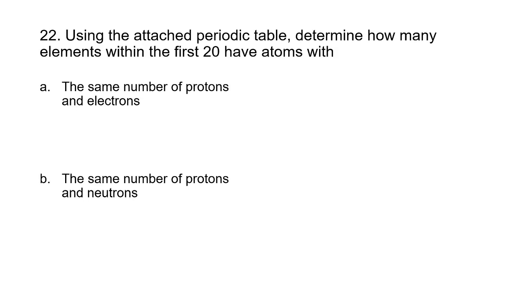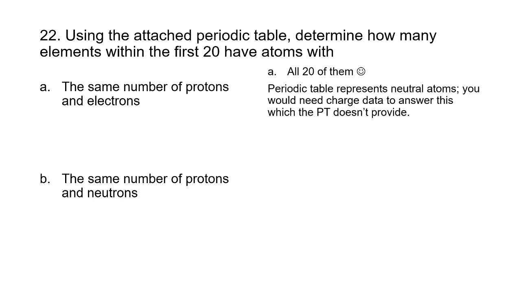22. Use the attached periodic table, which I gave you, to determine how many elements within the first 20 have atoms with A, the same number of protons and electrons, and B, the same number of protons and neutrons. Well, looking at the periodic table I gave you, that's a regular standard periodic table which lists how different atoms compare. There's no charge information at all. So all 20 of those first elements are going to have the same number of protons and electrons. The periodic table, again, represents neutral atoms. You would need charge data to answer this, which the periodic table does not provide.